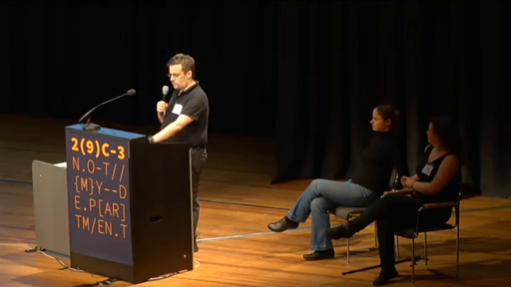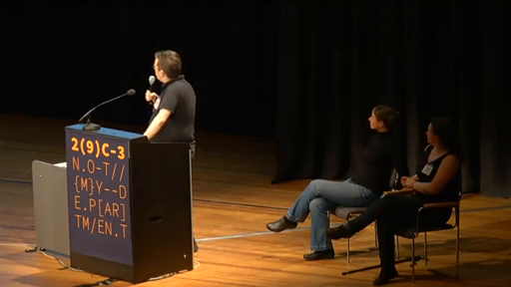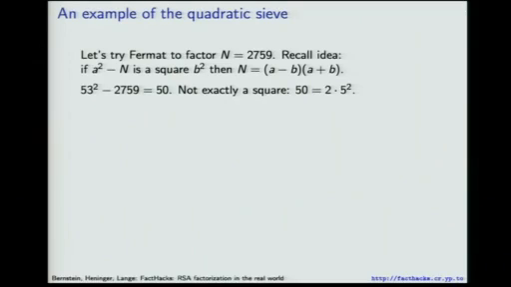So, how do these methods work? I'll give one example and then one little Sage script. And let's try just a really small number. This will be with a quadratic sieve, which is not as fancy as the number field sieve, but it'll give you some idea of how these methods work. The quadratic sieve starts with that Fermat method you heard about.